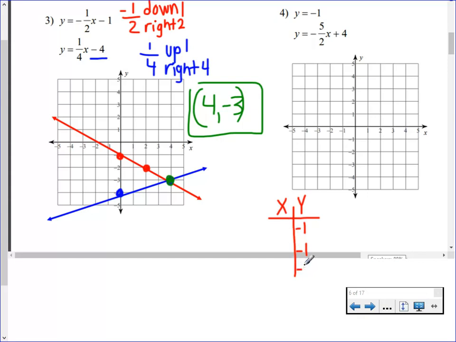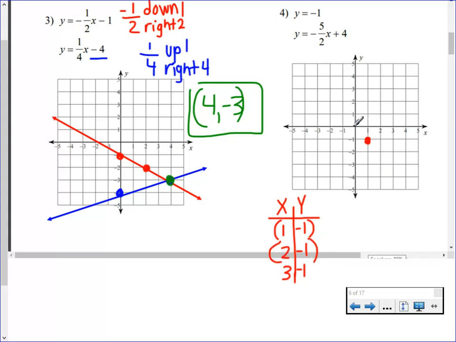I get to pick whatever number I want for x because it doesn't tell me in that first equation to use any specific thing. So I'm going to use 1, 2, and 3. And I'm going to plot these 3 points. So the first point I want to plot is 1, -1. So I put my pencil at 0, 0. I go over 1 and I go down 1, and then I make a point. That's my first point.